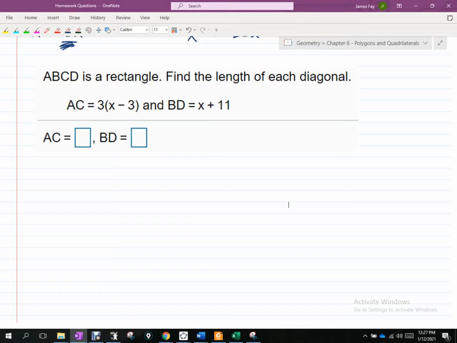Number 11 says we've got a rectangle. Find the length of each diagonal. Okay, so if we look at this, let's draw a rectangle A, B, C, D. I think that's going to be beneficial to us.